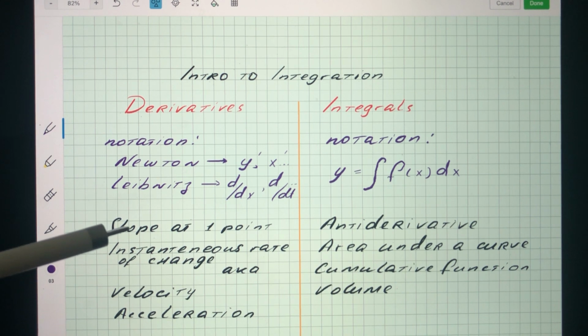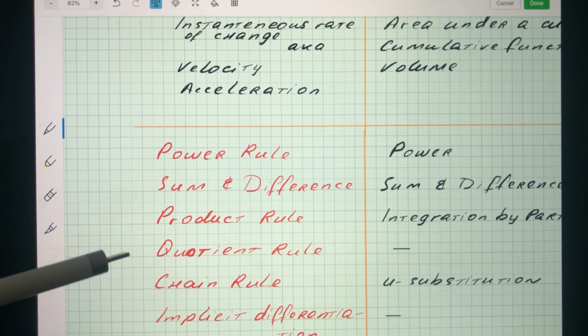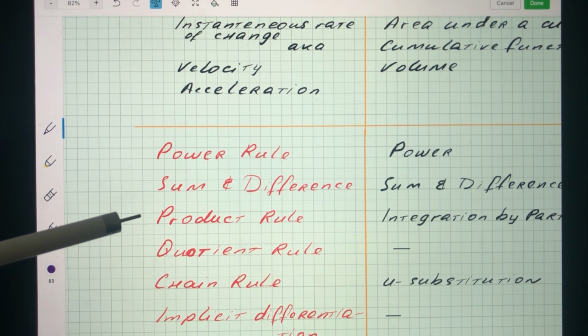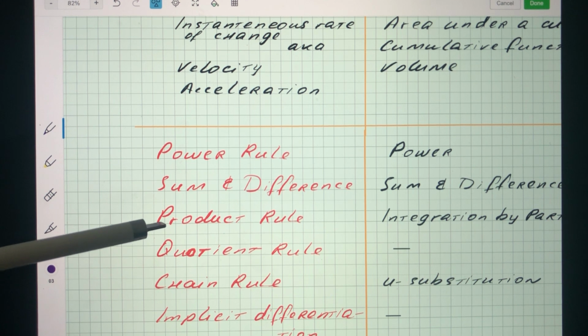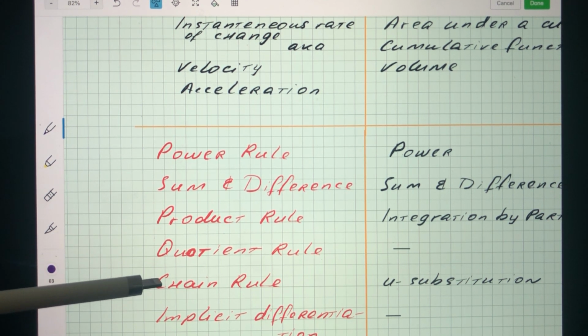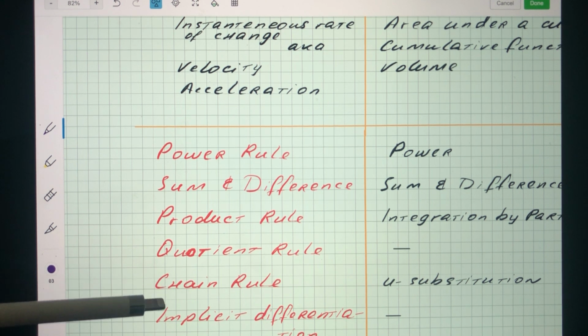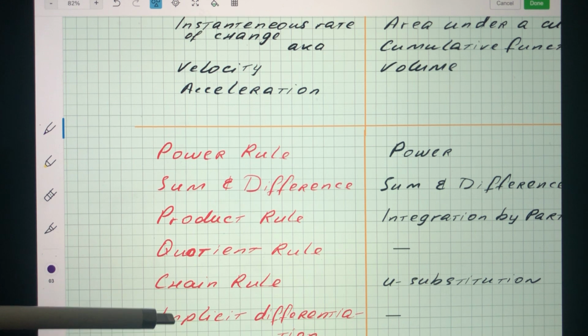Now, what rules did we have? For the derivatives, we had these rules. These are the main rules for the differentiation. The power rule, how to add and subtract derivatives, product rule, when you multiply two functions, quotient rule, chain rule, when we have function inside a function, and implicit differentiation when the function is not solved for the y.